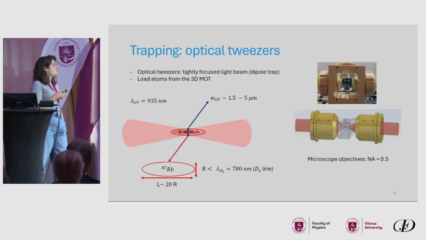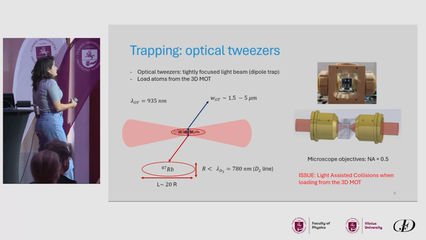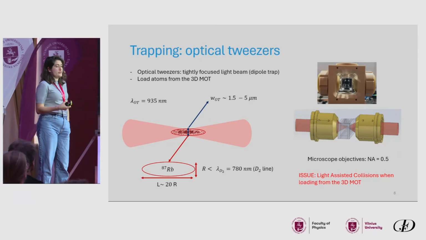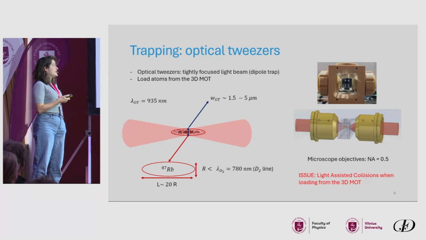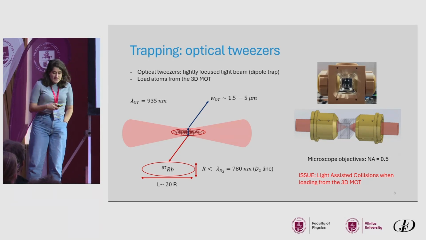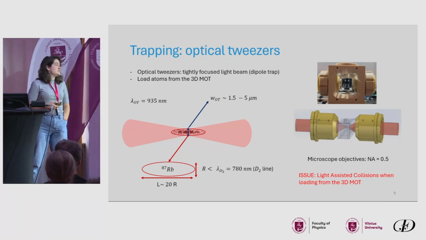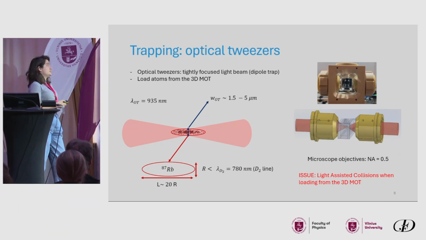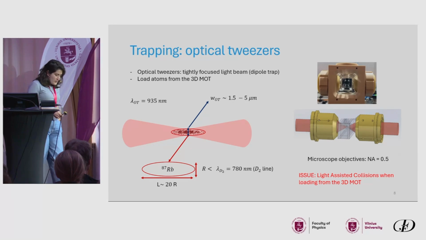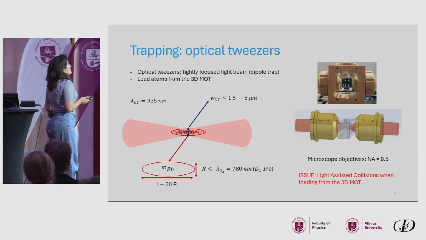There's one caveat: when we load directly from the MOT, there's a known phenomenon, light-assisted collisions, which impacts the loading of the trap and reduces the number of atoms that we're able to load in this trap. So how do we get around that? We add a step.